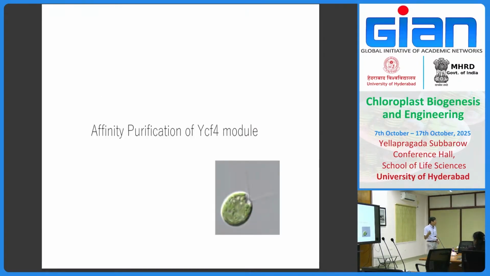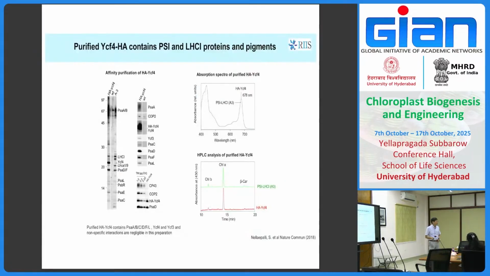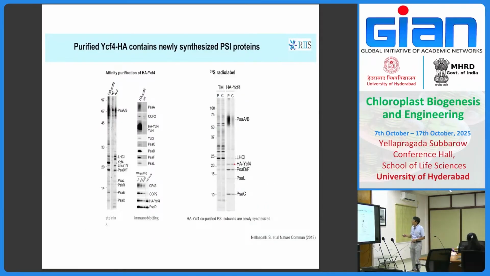Okay. Then affinity purification of YCF4, another hypothetical open reading frame. Of course, knocking out this gene resulted in no accumulation of PS1, like YCF3. So we purified it, after tagging YCF4 with HA. Of course, after we isolated the thylakoid and solubilized the thylakoid, we affinity purified. This is a little bit small.